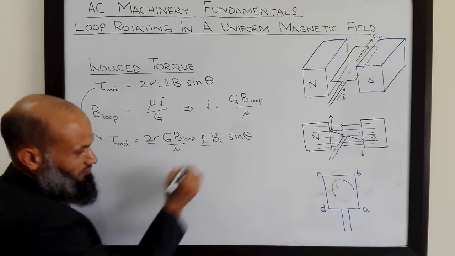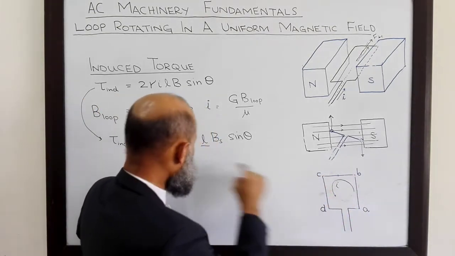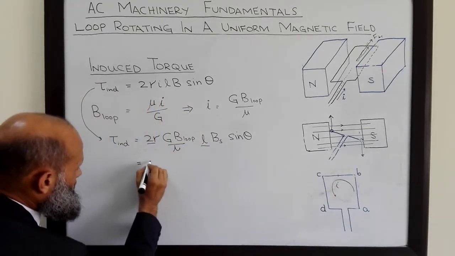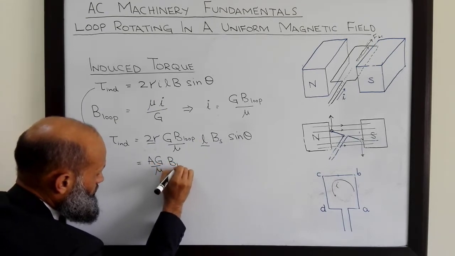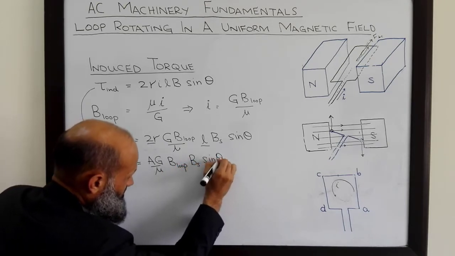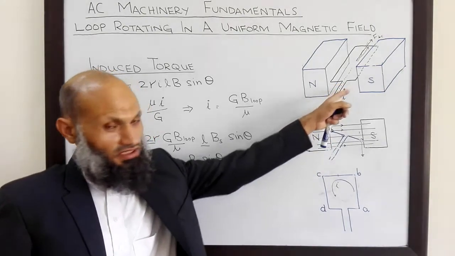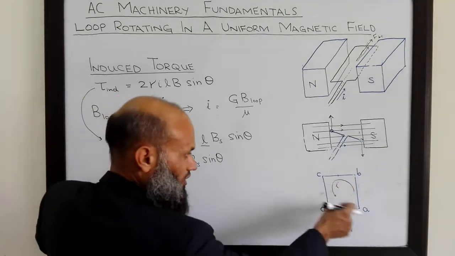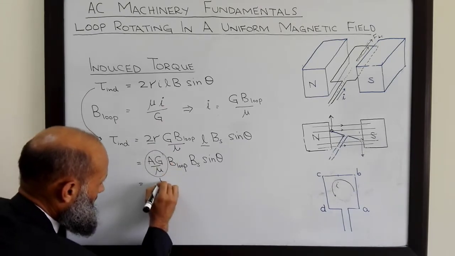This 2R multiplied by L, what is that? 2R is this length, L is this length. So 2R multiplied by L is the area of this loop. So this expression is A G over mu, B loop, B S sine theta. Once the machine, this loop is designed, this A will be a constant, this G, geometry of the loop, will be constant, mu is constant. So let's replace this by a constant K.